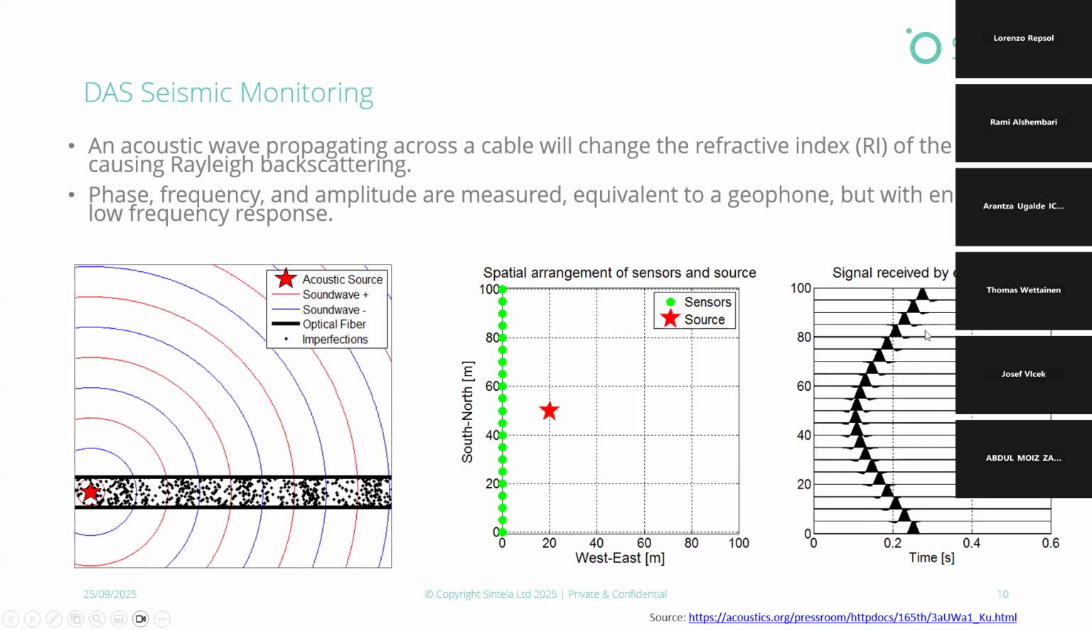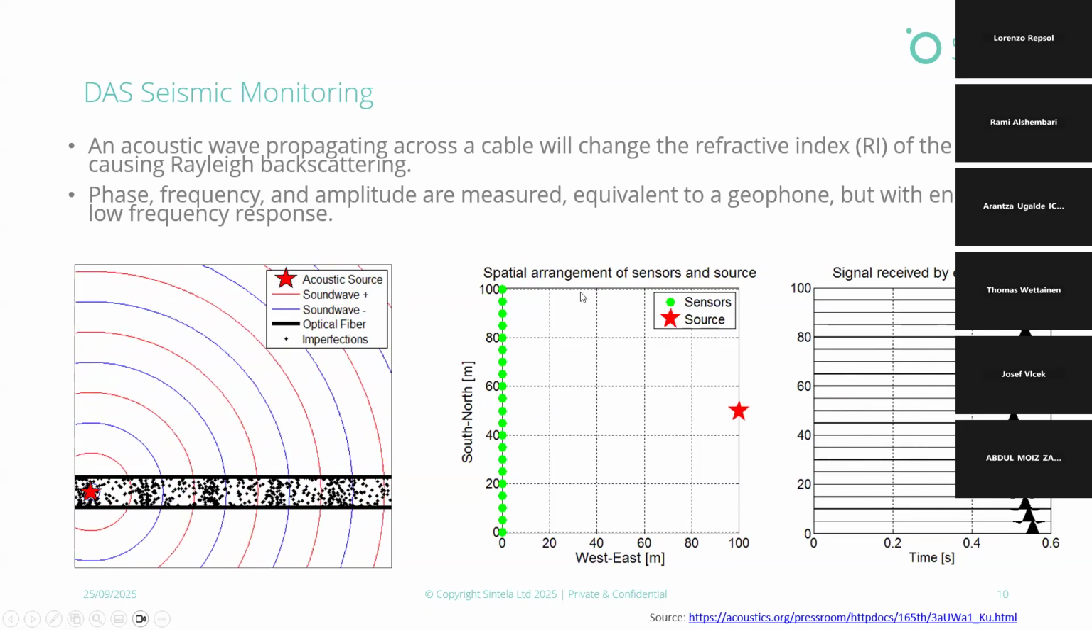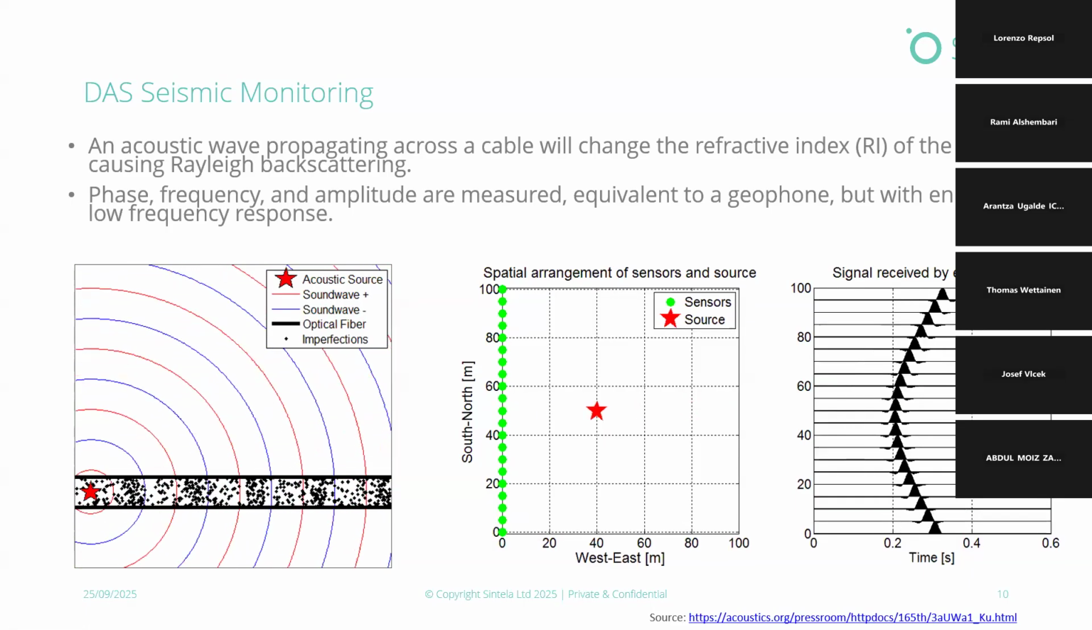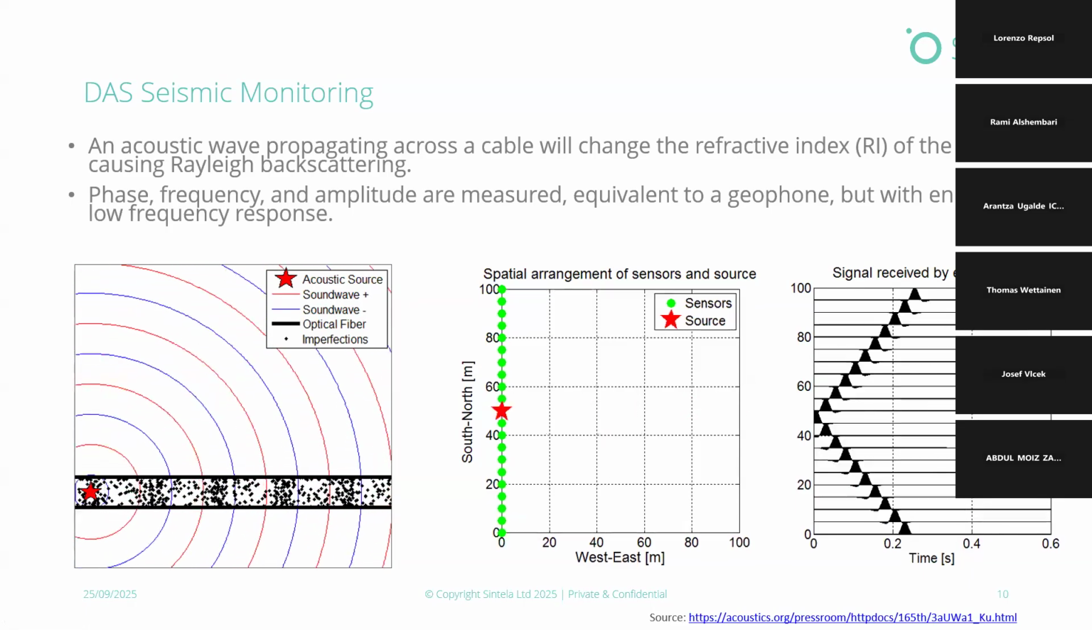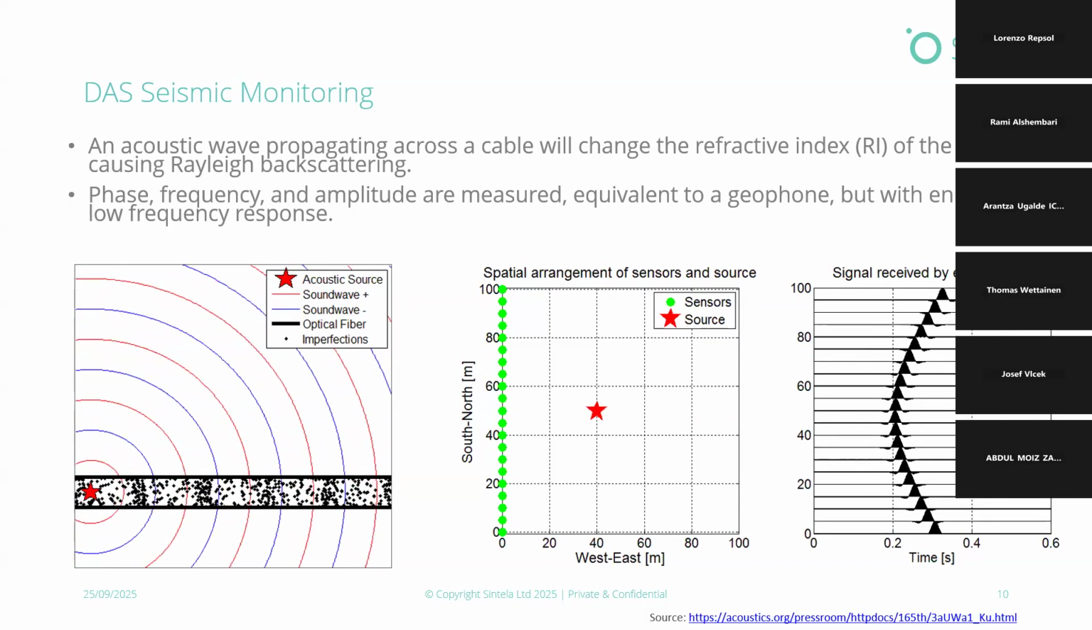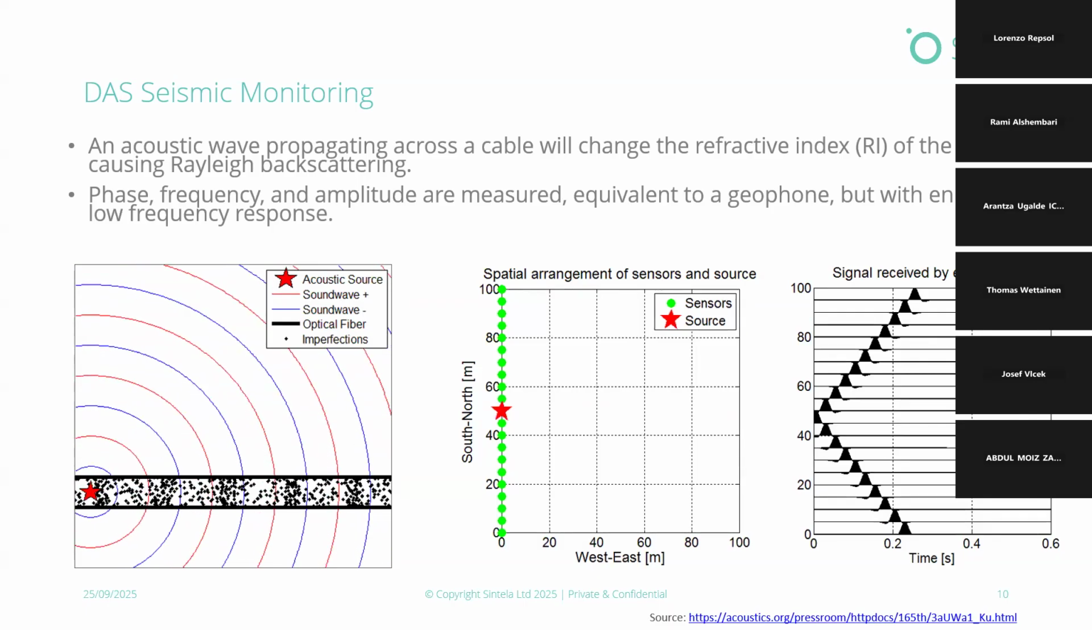basically arrival time as well changes with that distance to the fiber optics cable, very, very similar to geophones. And we can measure phase, frequency, and amplitude equivalent to a geophone. But with fiber, we get that better low frequency response as well.